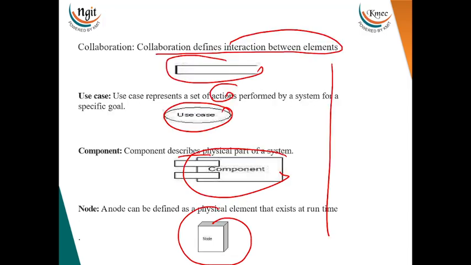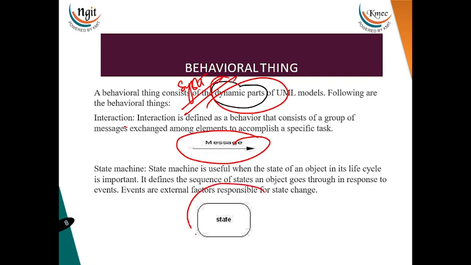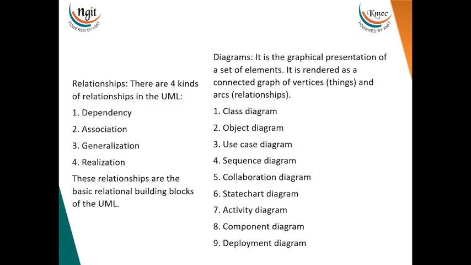These are the basic building blocks of structural things. Then we have behavior things, which describe the dynamics of your software system. What will be the input? How will the system work out? Interaction is defined with an arrow, a message. The state machine, the current state, is defined by a rectangular shape. It gives the useful state of an object, a lifeline, defining the sequence of steps an object goes through one after the other.